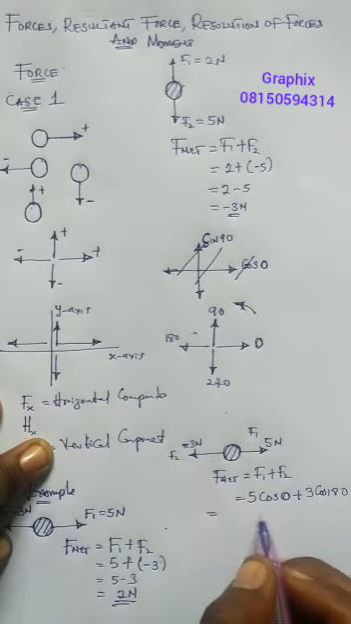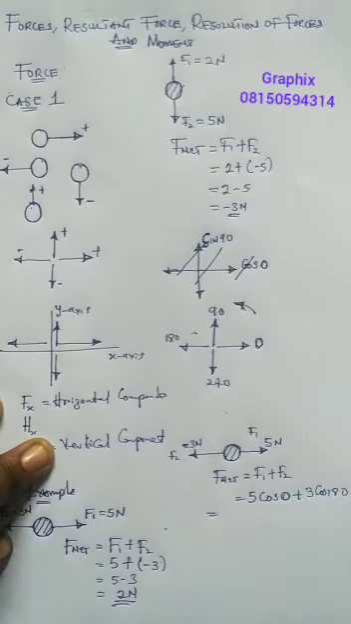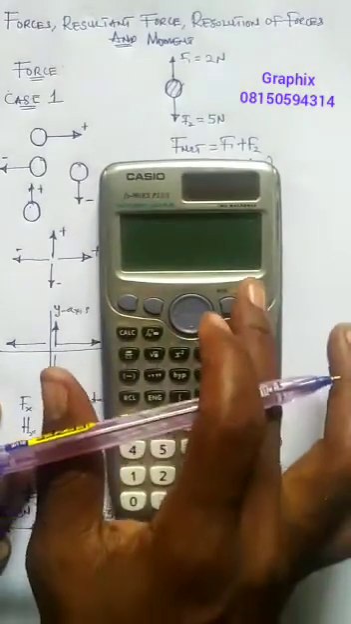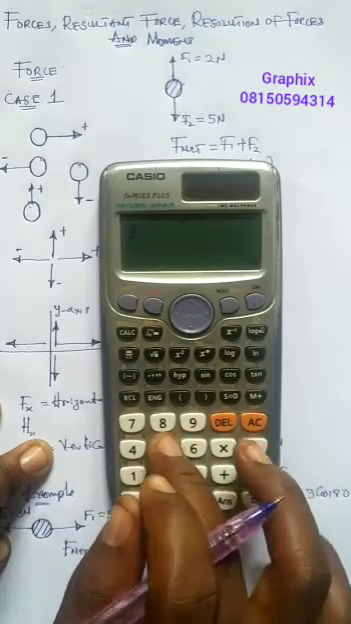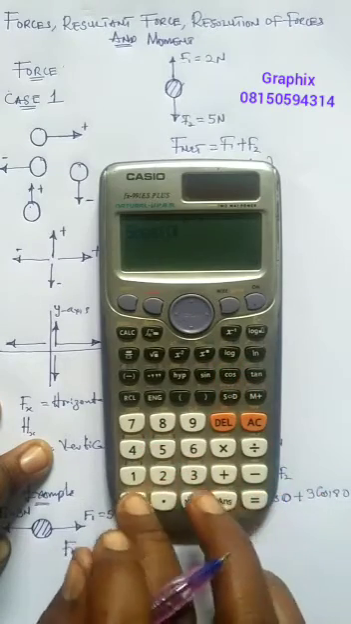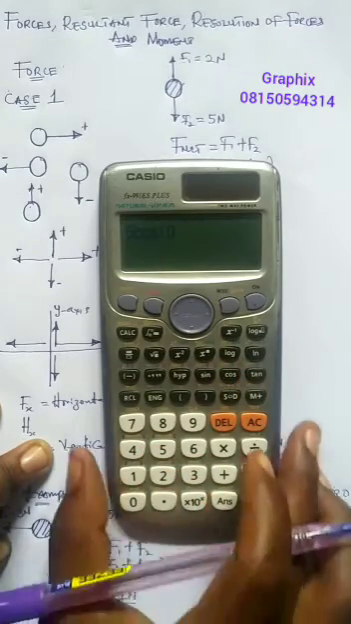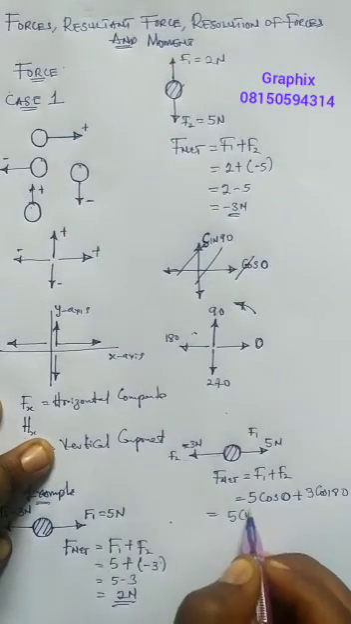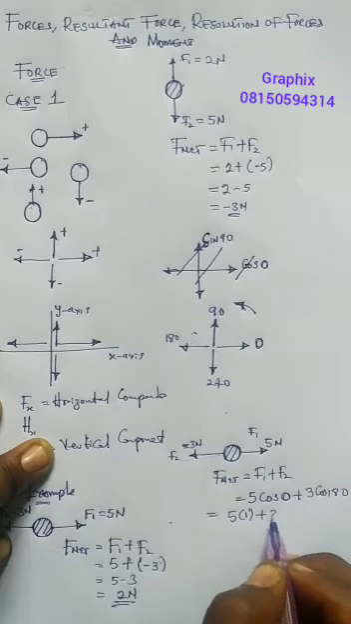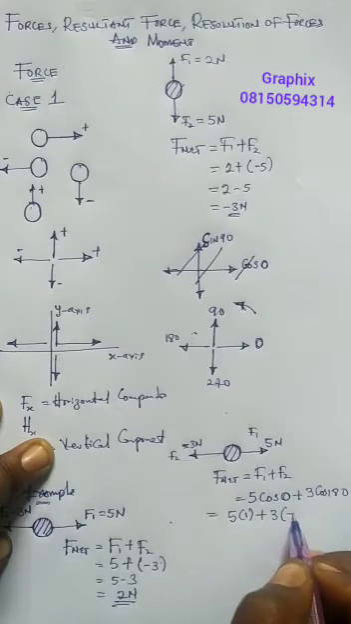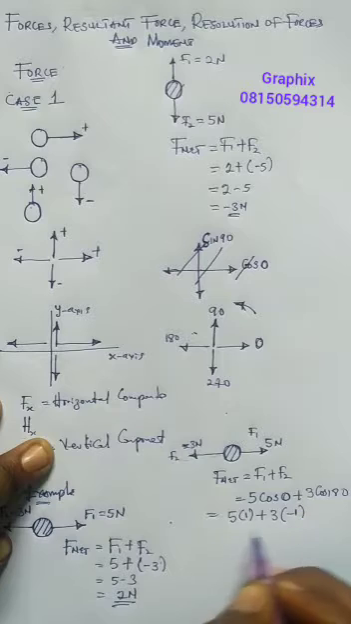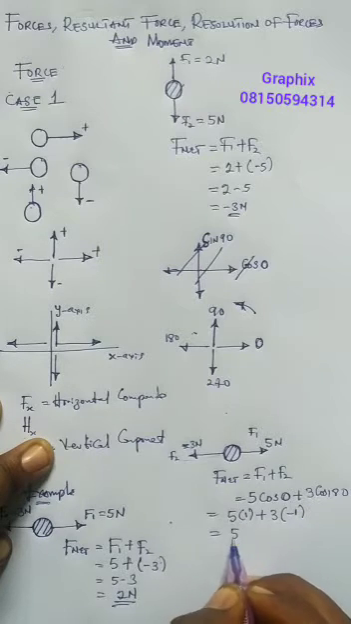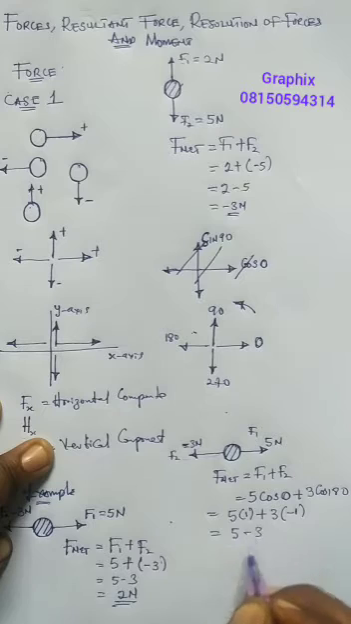Now if you look at it very well, I have 5 cos 0. Cos 0 is 1, so I have 5 times 1. Plus 3 cos 180, and cos 180 is minus 1. So 5 times 1 is 5, 3 times minus 1 gives you minus 3, and we have an answer of 2 Newton. Can you see that it is the same?